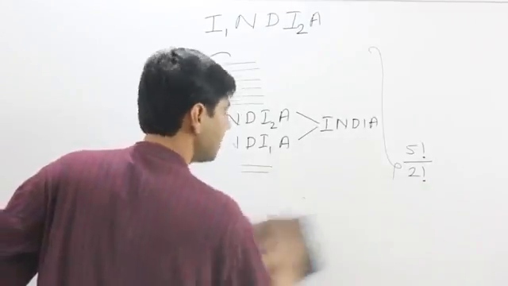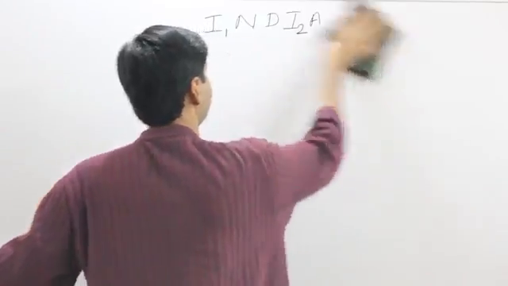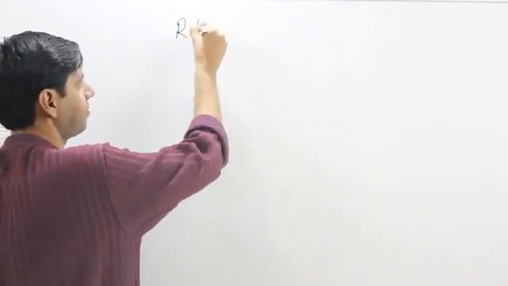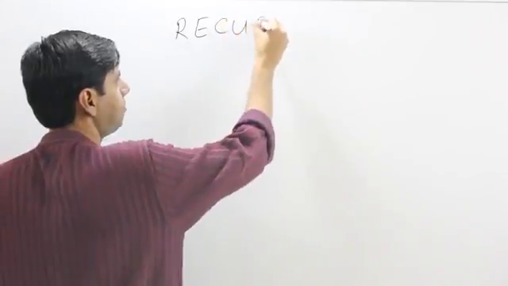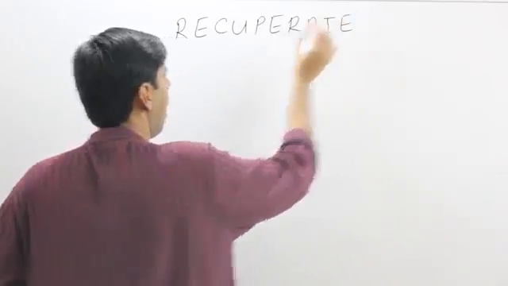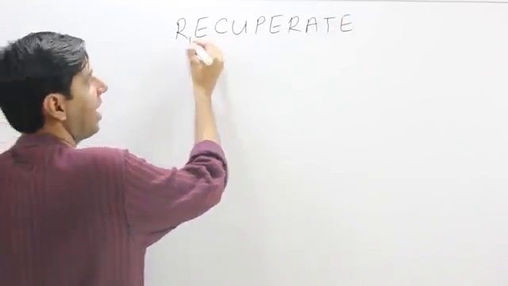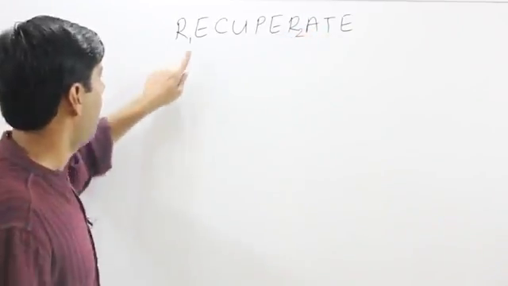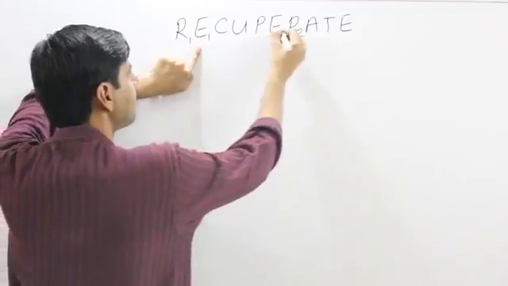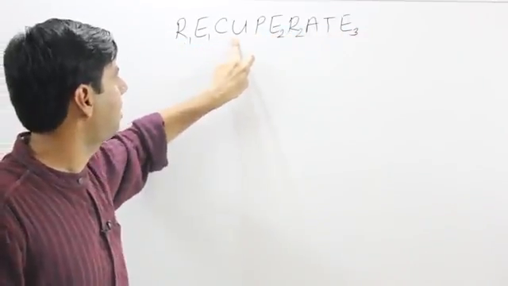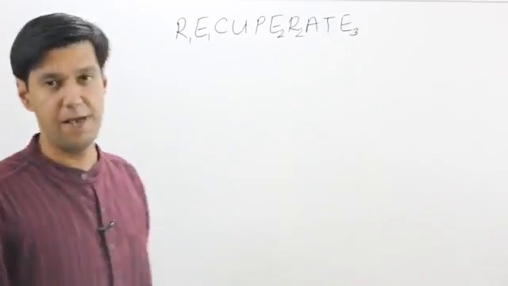So let's take a little larger word with a few more repetitions. For example, let's take the word recuperate. Now if you look at this, I have an R and I again have another R. So let's take them as distinct, R1 and R2. E is repeated once, twice, thrice: E1, E2, E3. C is not repeated, U no, P no, A and T not.